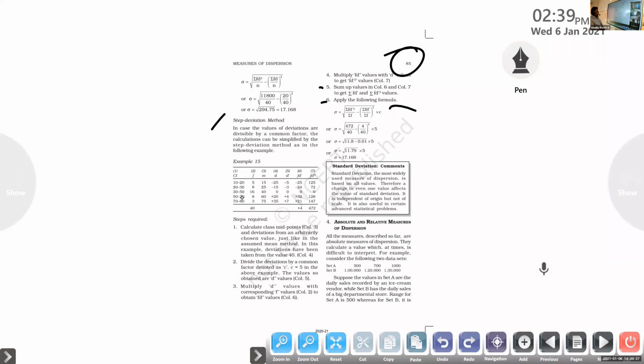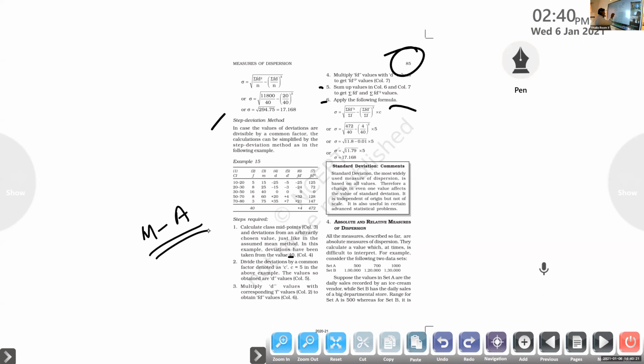Calculated the midpoints. Clear? That is column 3 here. Next, the deviations from an arbitrarily chosen value, just like in the assumed mean method. So we want to take an assumed mean. Say we can say it is 40. Okay, the assumed mean is 40 here. Now the next step is to find the deviation, the difference between the midpoint and the assumed mean. Clear or not? So M minus A, midpoint minus the assumed mean.